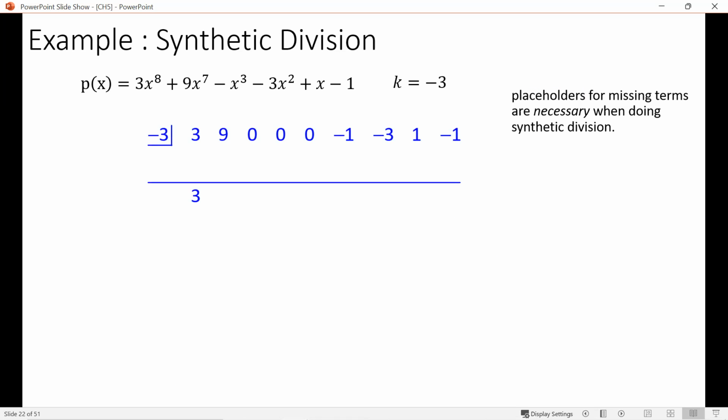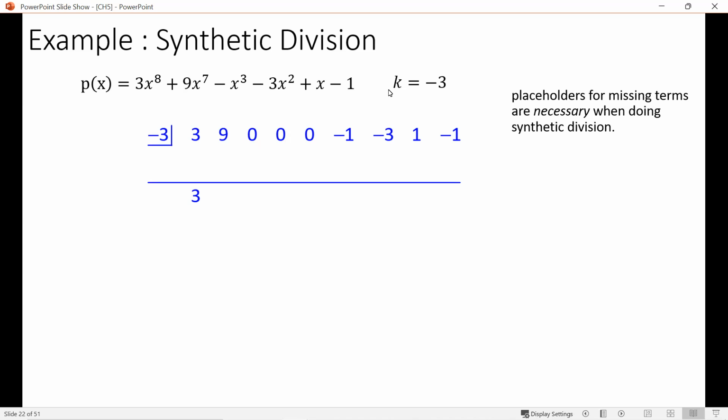Let's do synthetic division one more time with another polynomial that has some terms with coefficients of 0. In this polynomial p of x, we have 3x to the 8 plus 9x to the 7 minus x to the 3rd. Notice we don't have any x to the 6, 5, or 4 terms. So their coefficients are essentially 0. When we write them out in synthetic division, the x to the 6, 5, and 4 terms have coefficients of 0. We have to have those zeros there.